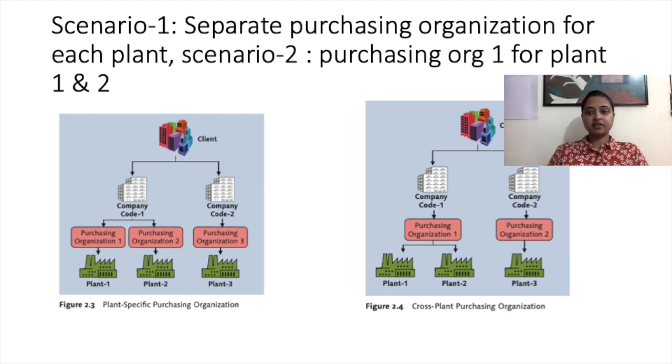The next thing is that there are multiple scenarios in material management. So there can be a separate purchasing organization for a single plant, and there is another scenario where there can be a common purchasing organization for multiple plants. The next scenario which is available is where there is a cross company code purchasing organization. So there is a common purchasing organization for plant 1, 2 and plant 3. So that's called cross company code purchasing organization.